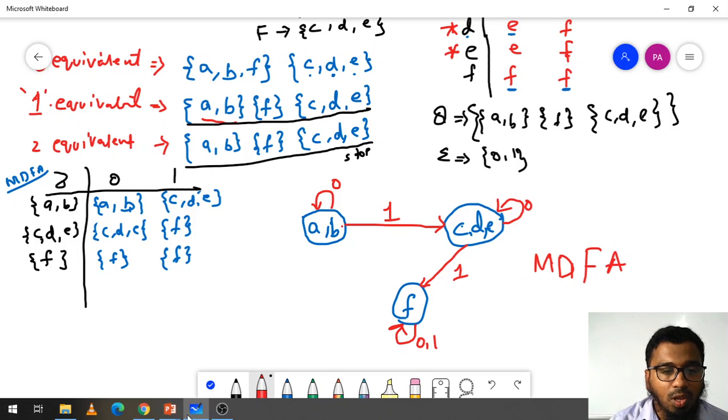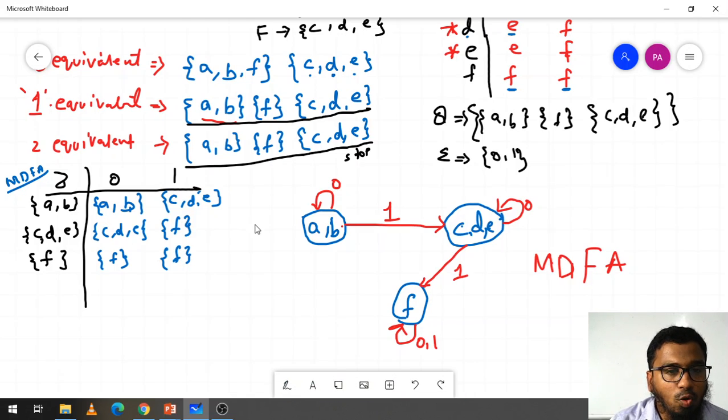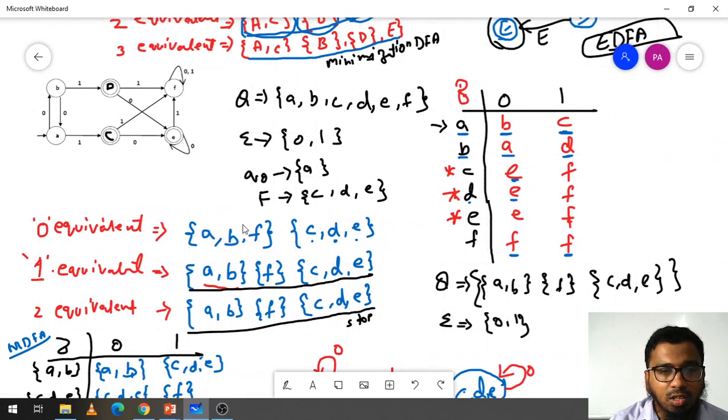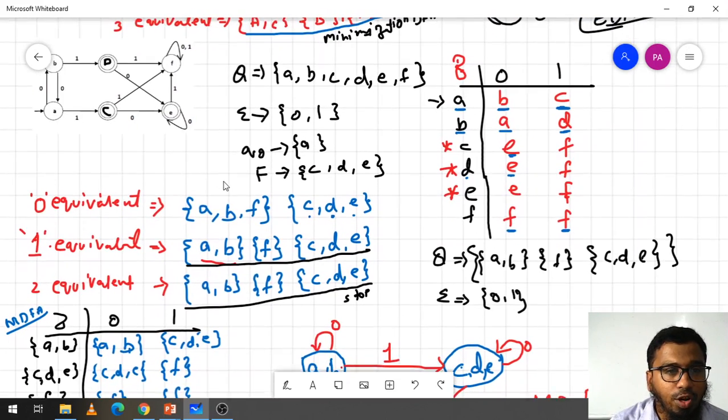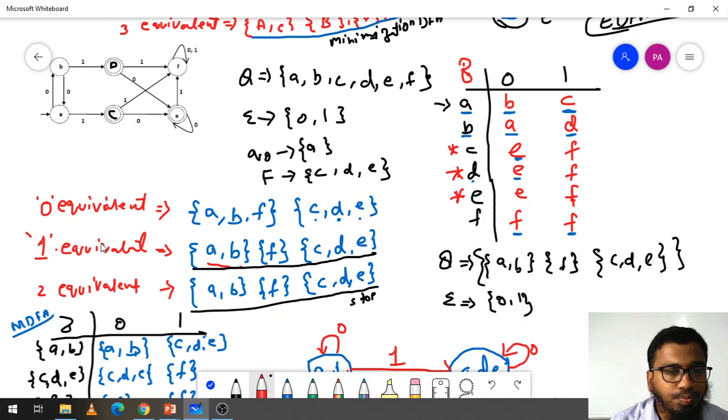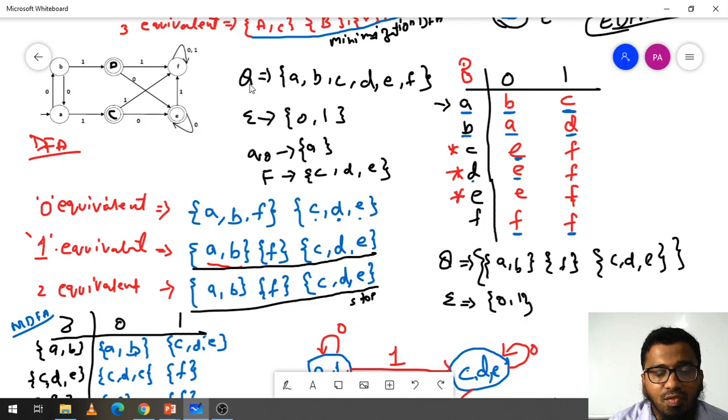This is the MDFA. I will quickly summarize this, then it will be easy for you. Here this is the graph, the DFA graph. In the DFA graph, we have the states Q: A, B, C, D, E, F.